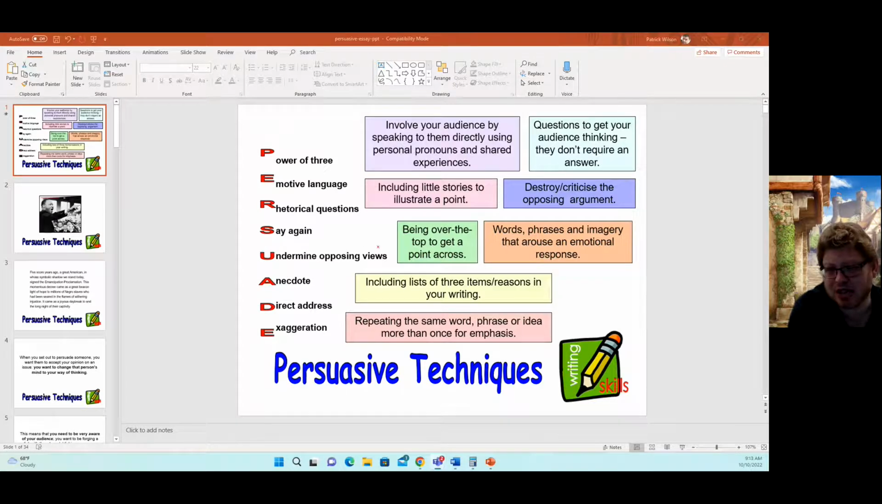The other thing is be over the top to get your point across. You want to be careful there that you're not going too over the top, that you're not going in multiple directions to persuade your audience. So depending on your topic, I would be careful about doing this. You see this a lot when you think of persuasive writing.